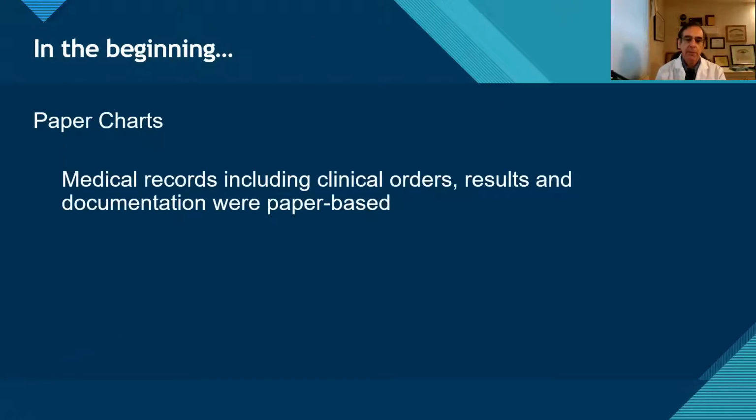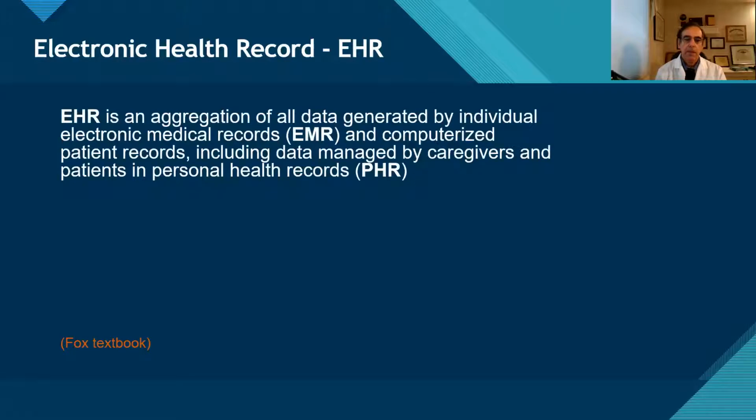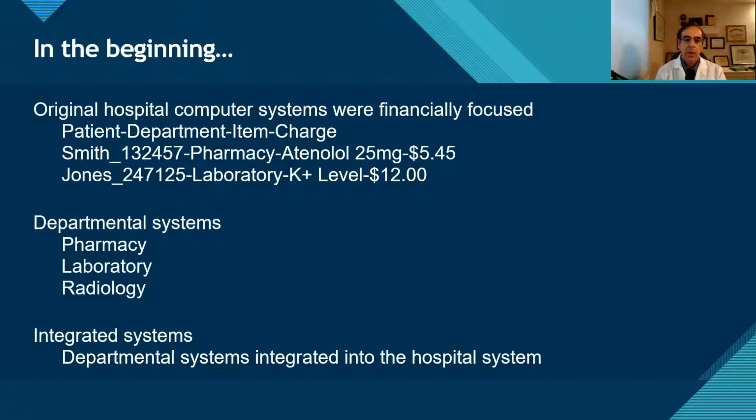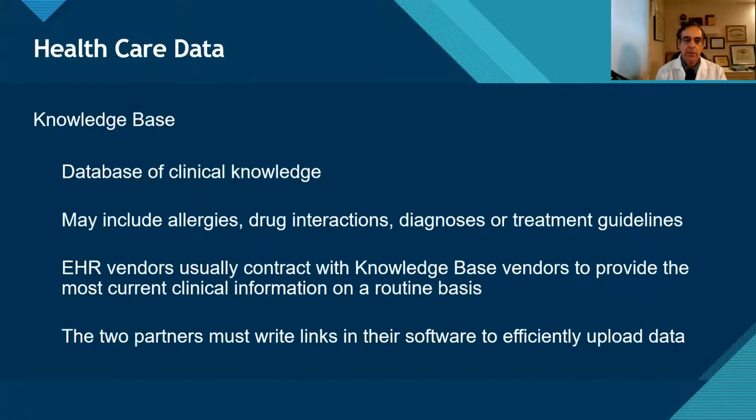So in the beginning, let me go back, we had paper charts. And everything, including results, documentation, was on paper. And then we started seeing hospital systems come into place. These were very simple, mostly financially oriented systems where we could charge for medications, charge for labs that were ordered, and it was really not clinical, but financially based. Then we started seeing proliferation of departmental systems such as pharmacy, laboratory, and radiology. And then we saw the integration of these into the hospital systems, and that's where we started seeing a more clinical focus to our electronic health records.